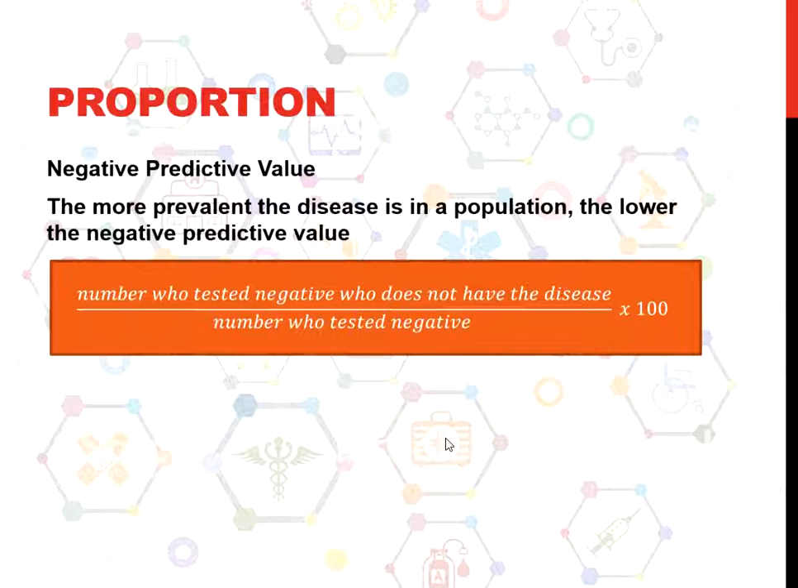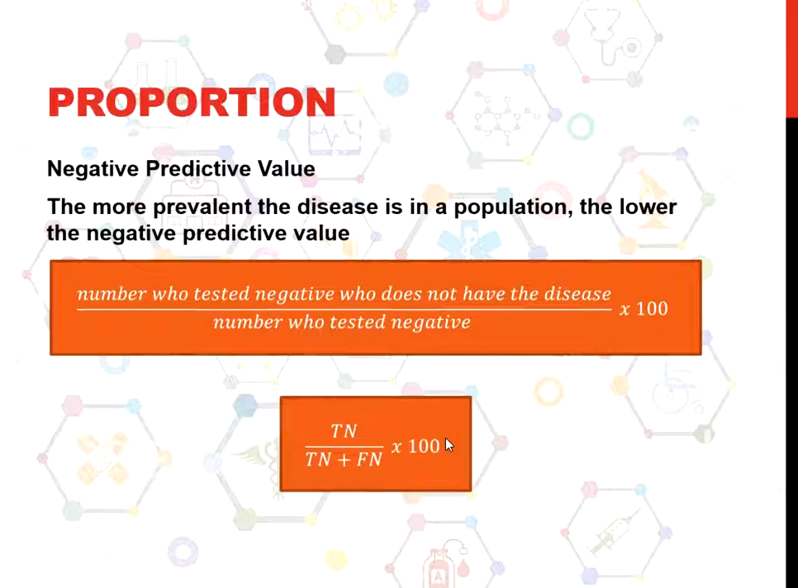So, that is true negative. Divided by number who tested negative. Okay, so ganito yan. True negative over true negative plus false negative times 100.